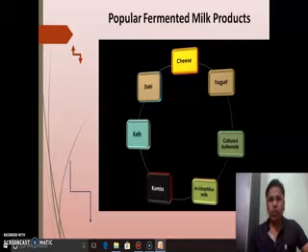and it is also called a refreshing beverage. Dahi is also called the refreshing beverage. So it is a very important and inseparable part of the Indian diet.